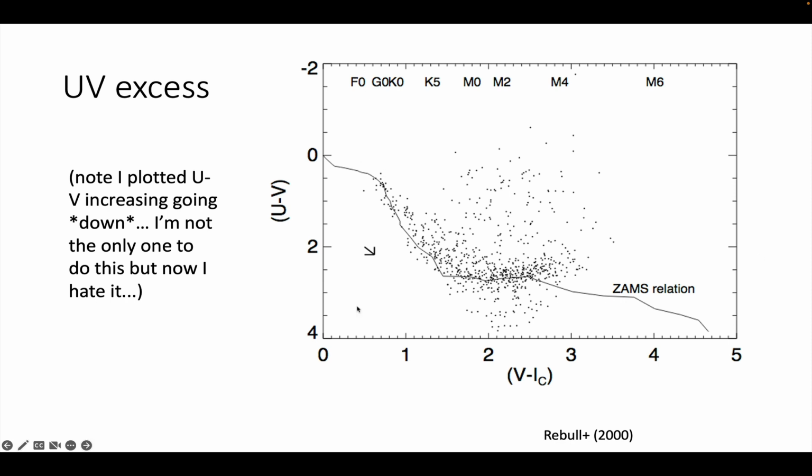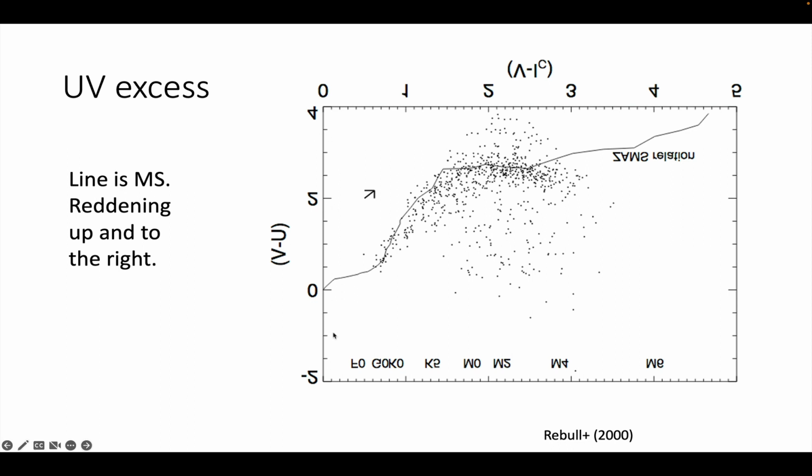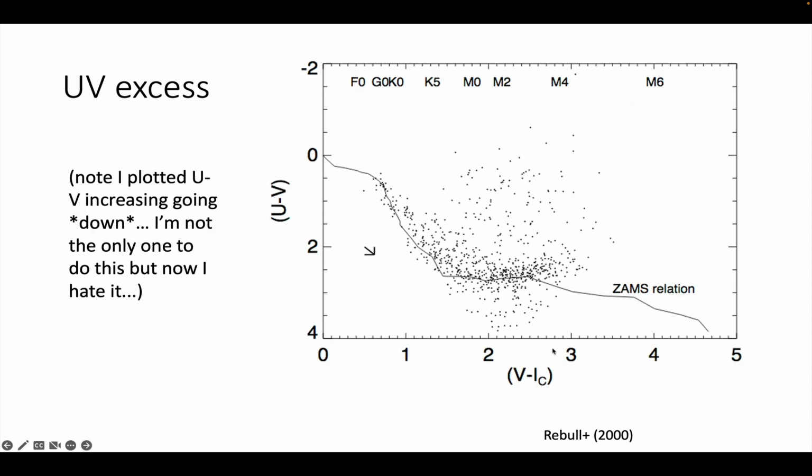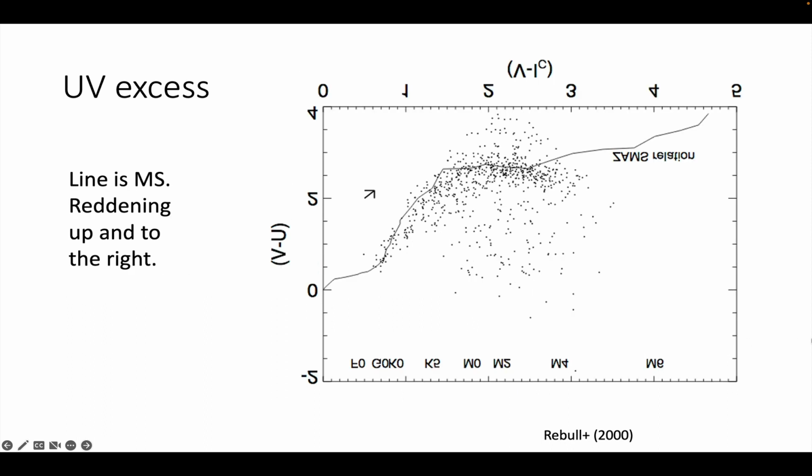This is UV excess. So again, it's from my thesis. I plotted U minus V increasing going down. I'm not the only one to do this, but now I hate it. So I'm going to flip it around. So this is U minus V increasing going up. I'm going to go back so we can read the characters. V minus I is increasing to the right. And then I've got spectral types across the top indicating how it corresponds to the color. Let me flip the axes so you can read them.